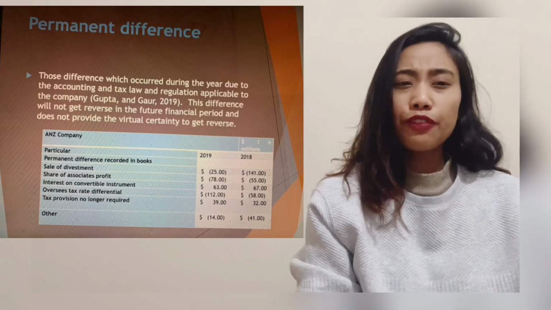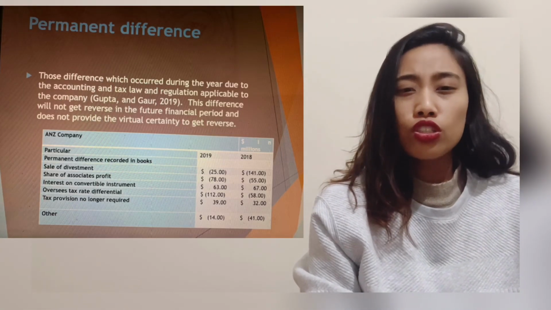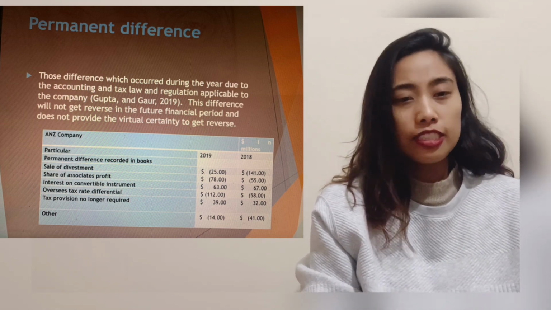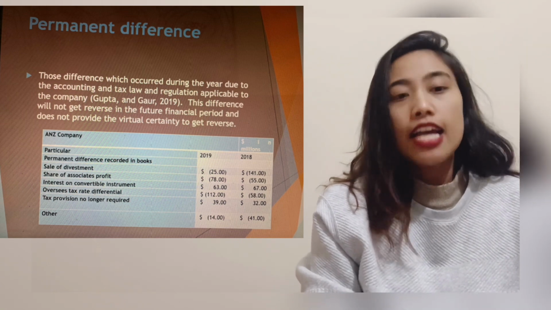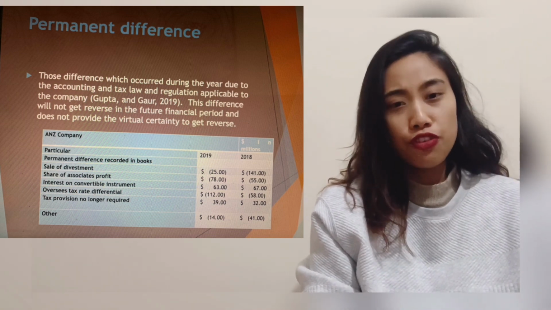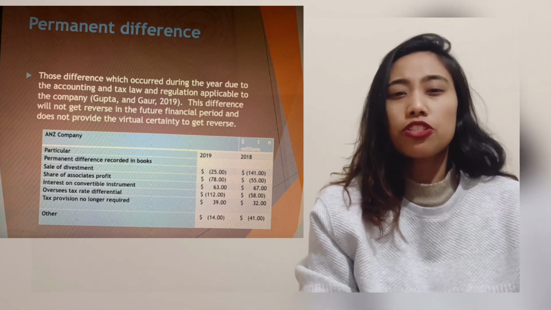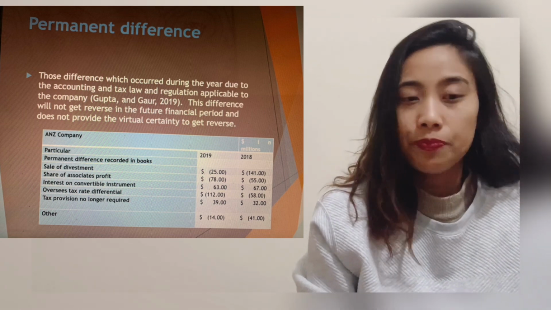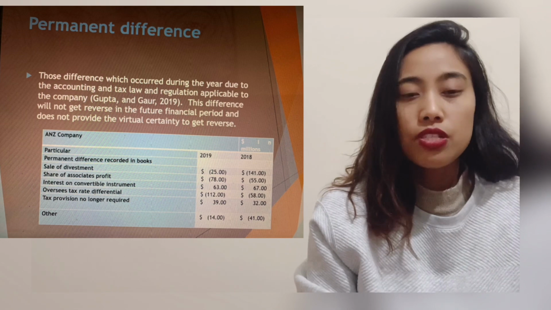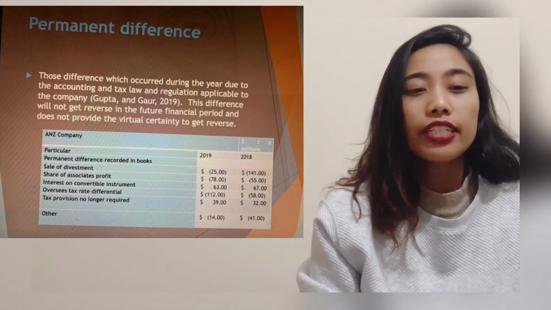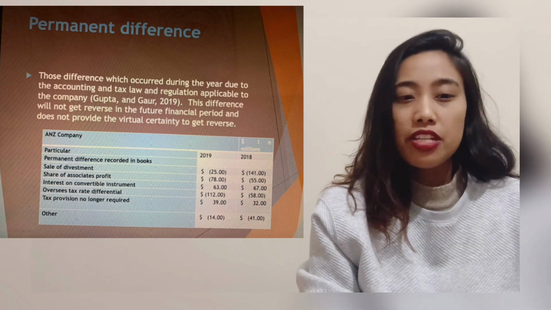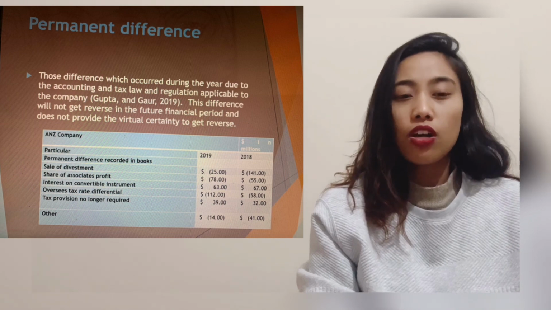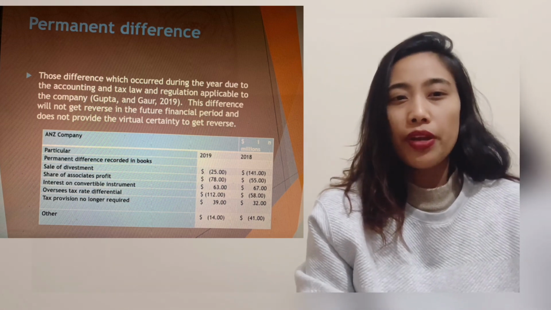However, the permanent differences are those differences which occur during the year due to the accounting and tax law and regulations applicable to the company, according to Gupta and Code 2019. These differences will not get reversed in the future financial period and don't provide the virtual certainty to get reversed. Here is the list of the accounts recorded in the ANZ company that involves the sales of divestment, shares of associate profits, interest, and overseas tax provision no longer required. All these show the permanent differences.